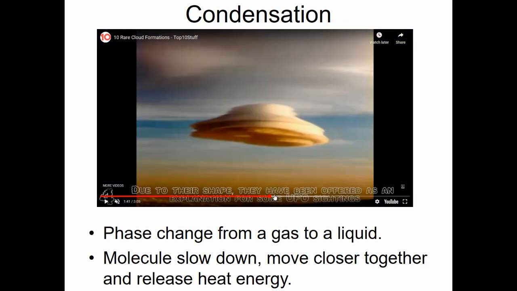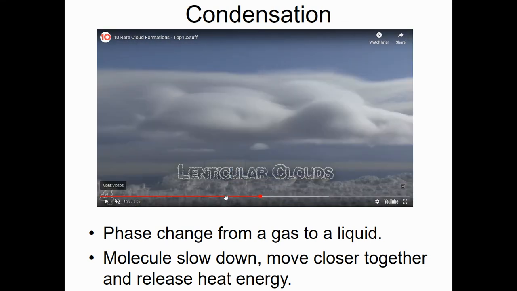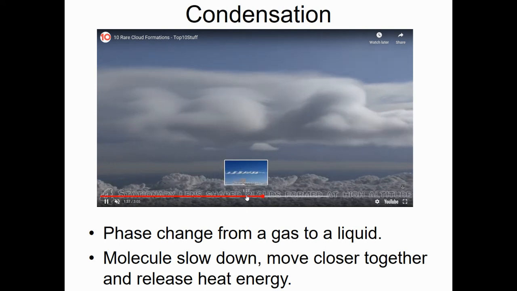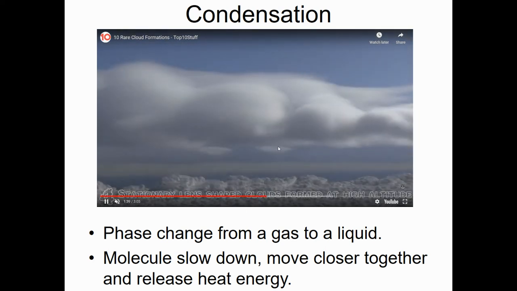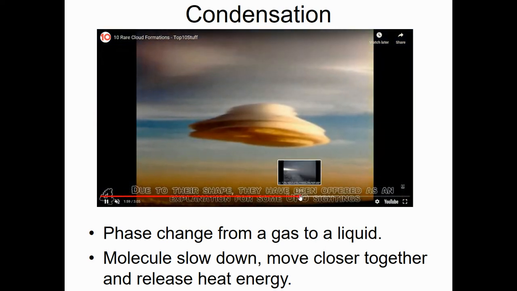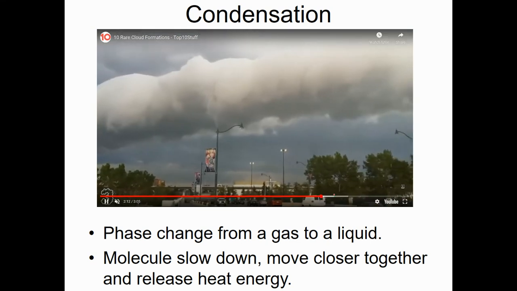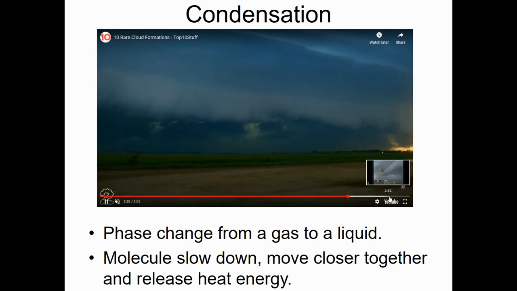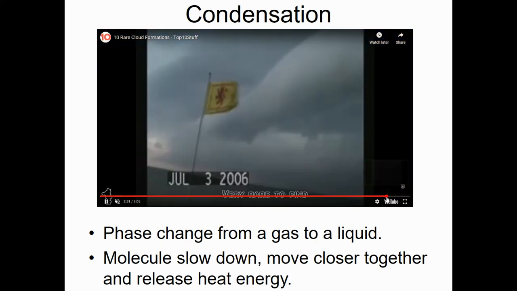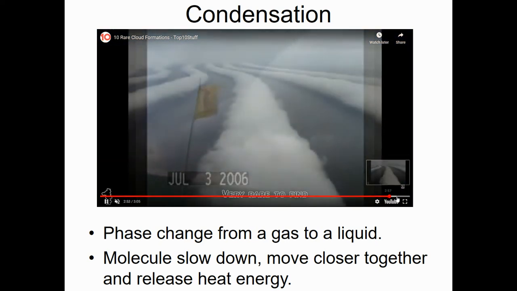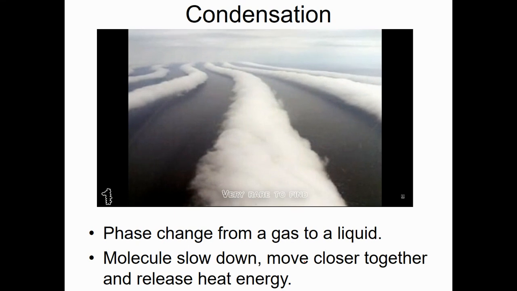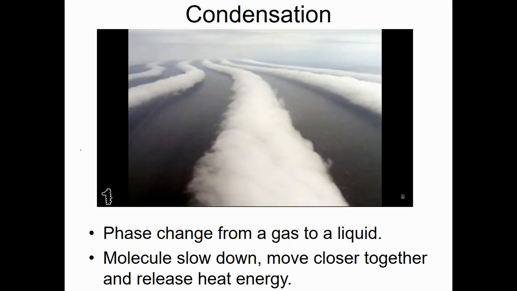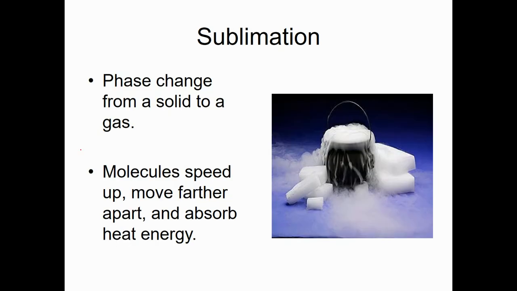Let's see if we can get the name up here. I believe it's called a lenticular cloud. Yep, there it is. A lenticular cloud, which piles up on top of itself, which is pretty cool. And let's see, where's the one? There's the last one. Yeah, these clouds. So a lot of really pretty cool clouds, right? And all of those are forms of condensation.